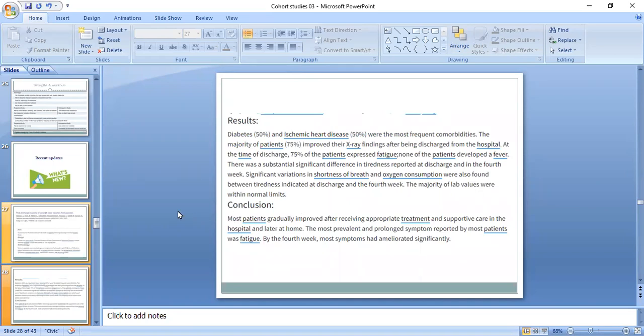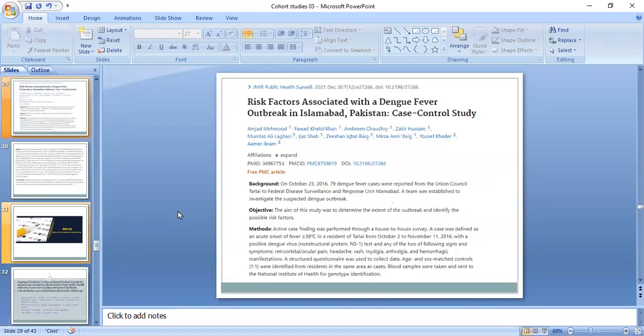The conclusion is that most people gradually improve after receiving appropriate treatment and supportive care in the hospital and later at home. The most prevalent and prolonged symptom reported by most patients was fatigue. By the fourth week, most symptoms had ameliorated significantly.